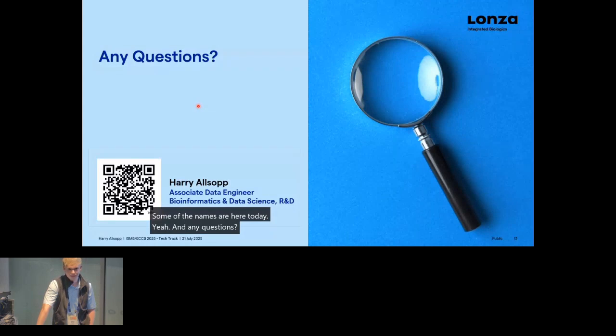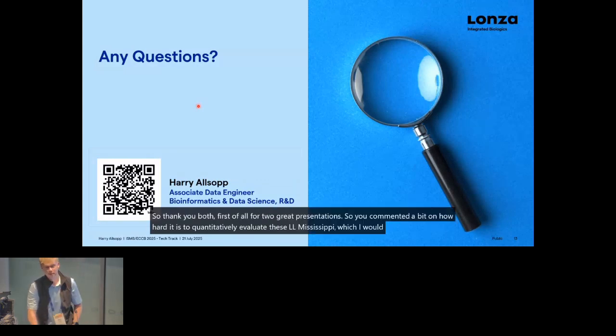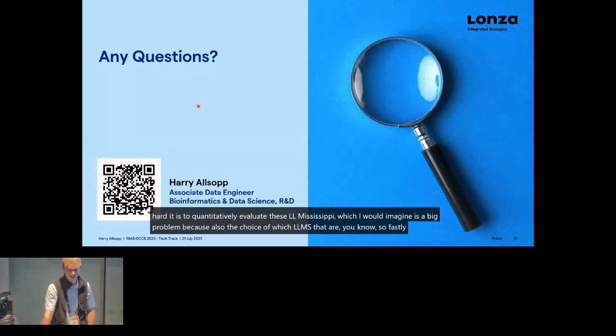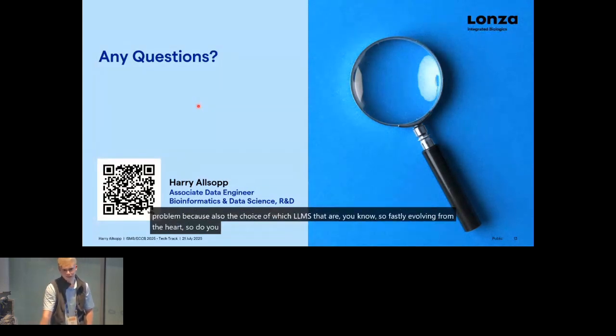So thank you both, first of all, for two great presentations. You commented a bit on how hard it is to quantitatively evaluate these LLMs, which I would imagine is a big problem, because the choice of which LLMs to use, when they are evolving so fast, can be hard. So do you have a more quantitative process for this? Are there specific public benchmark performances that you look at, or things like this?